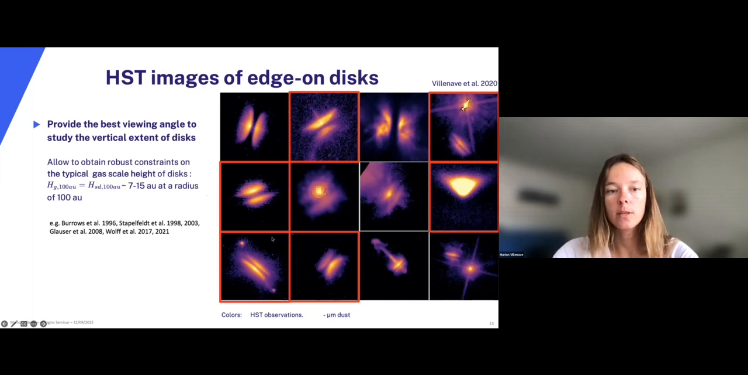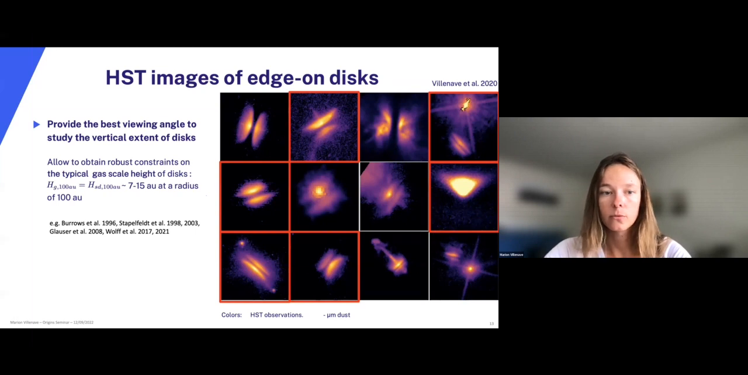And for all of them, the typical gas scale height is between 7 and 15 AU at a radius of 100 AU. So for these systems, we know very well what the gas scale height is, and so it would be direct to compare it with the dust scale height to determine the efficiency of vertical settling.